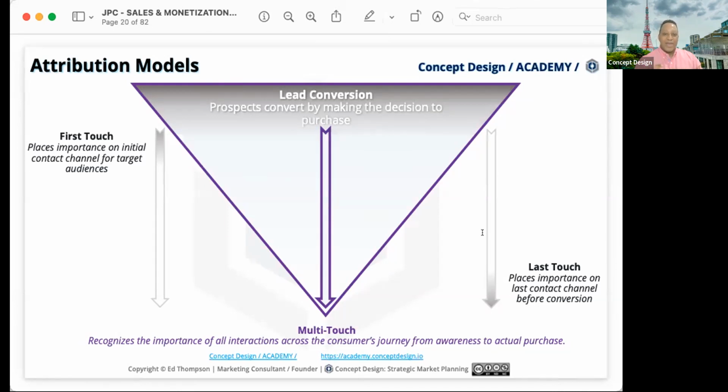Multi-touch, because of programmatic, being able to evaluate through tracking, through cookies, through other types of means, what the importance of all the interactions are in the consumer's journey, that is where most people are looking at things nowadays. Now, I want to break real fast for 7 minutes, and please come back at 8:10, and we are going to continue the rest of our discussion.